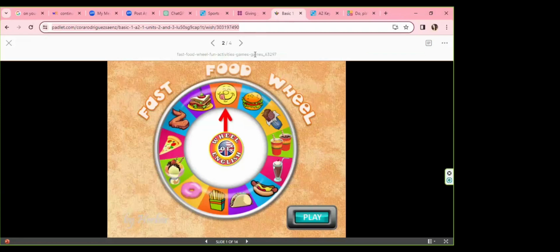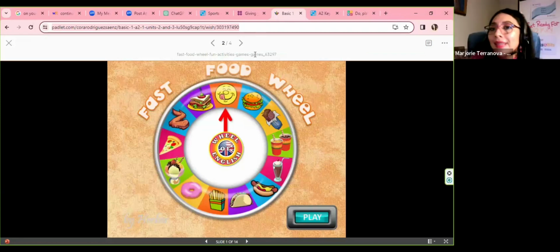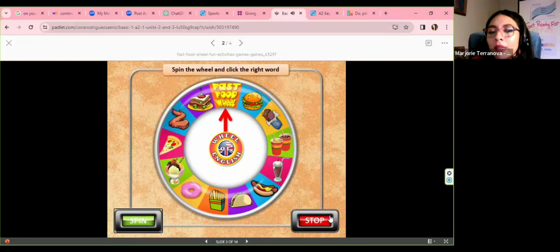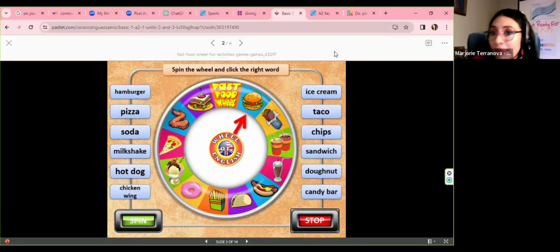Yes. So this is an excellent link to practice different kinds of food. You have to play it. You see, you play it here. You have to spin the roulette, and then you stop whatever you want. And then what do the students have to do? In this case, well, this is a hamburger. So this one here, right? They will have to click on the correct one. They can do this on their phones.